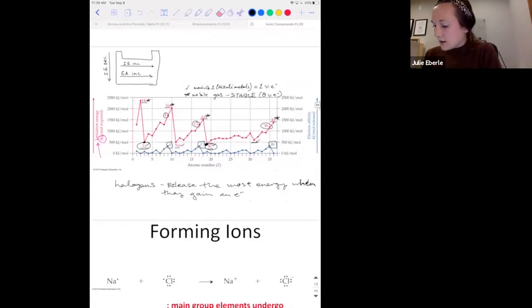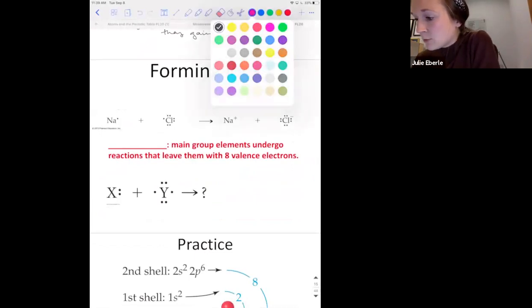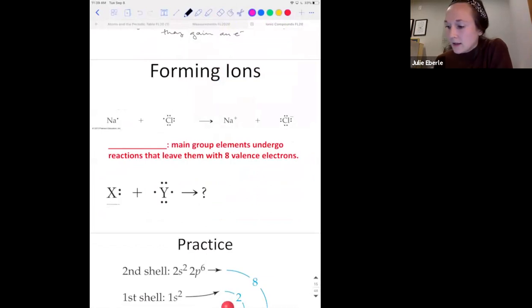All right, I'm going to introduce another new rule here. It's not necessarily a property, it's more so a rule that everything abides by when it comes to forming ions. And this rule is really important, it helps us predict the charge on ions. It's called the octet rule. What does octet mean? Octet is a word that stands for the number 8, okay? An octagon has 8 sides, okay? So the octet rule is this.